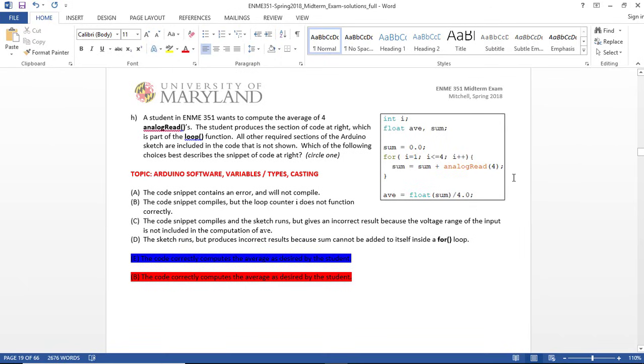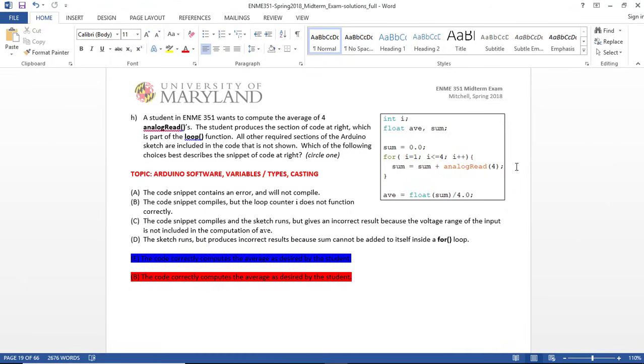And then the last part of question 1, part H. You're provided this snippet of code, and the question is, what happens? Does it have any errors? Will it compile? Based on how the code is set up, the student is trying to compute the average of 4 analog reads. And this is actually a very important problem that you should take note of, foreshadowing for the future.